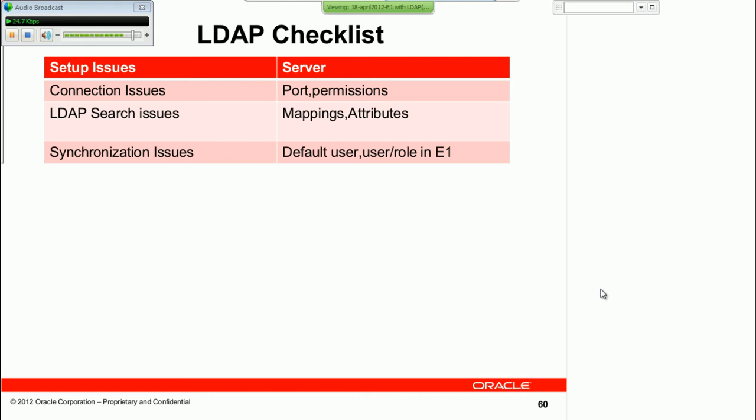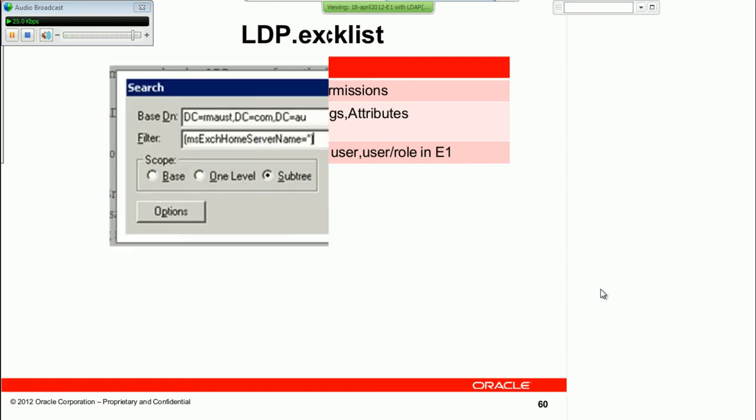If there's a problem searching in LDAP, then there's a problem with the way that you set up the mappings and the attributes. We're going to take a look at a tool in a little while which will help us troubleshoot cases like that. And finally, if you have issues synchronizing data back to EnterpriseOne, then you need to look at the way that you set up your default user or the user and role.